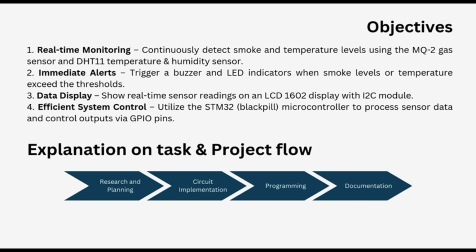Third, programming. We write and debug the Arduino IDE code for the Blackpill, configuring GPIO pins for sensor input and output devices. Next, we set threshold detection, ensuring that when temperature or smoke levels exceed the limits, the system triggers alerts. And last, documentation. We prepare a project report and a video presentation to visually demonstrate our system.